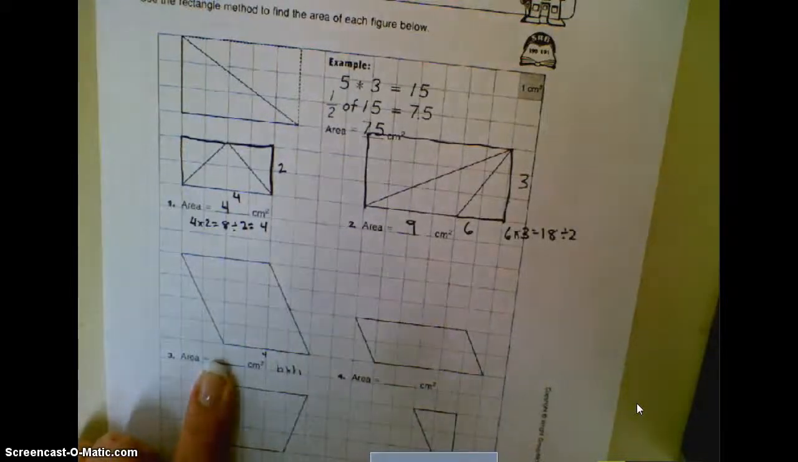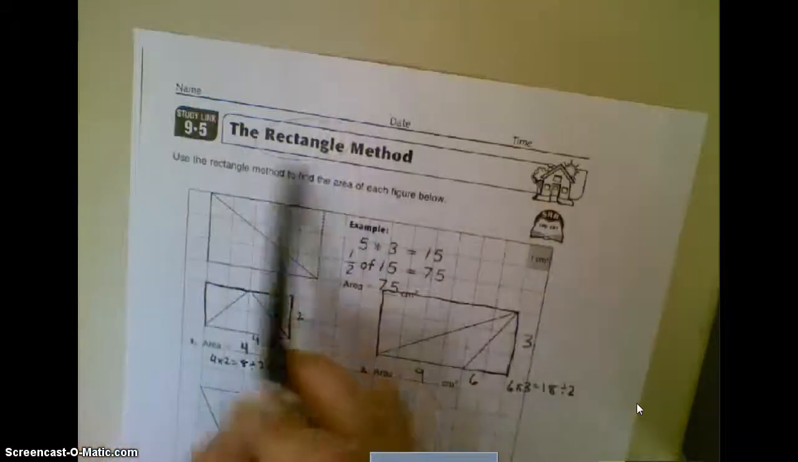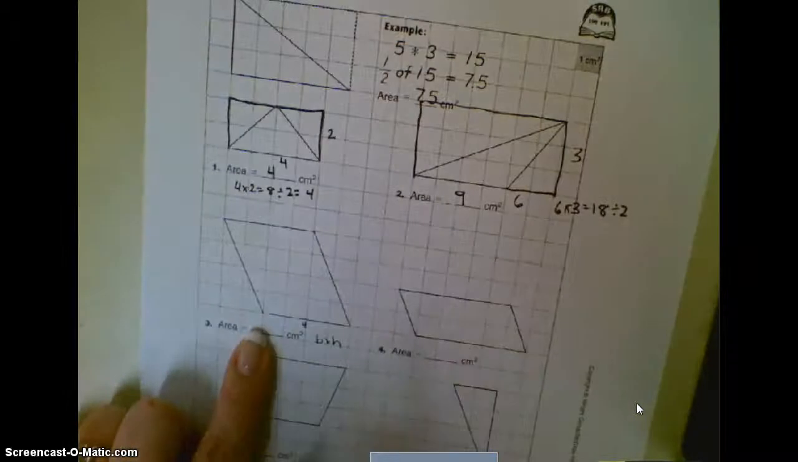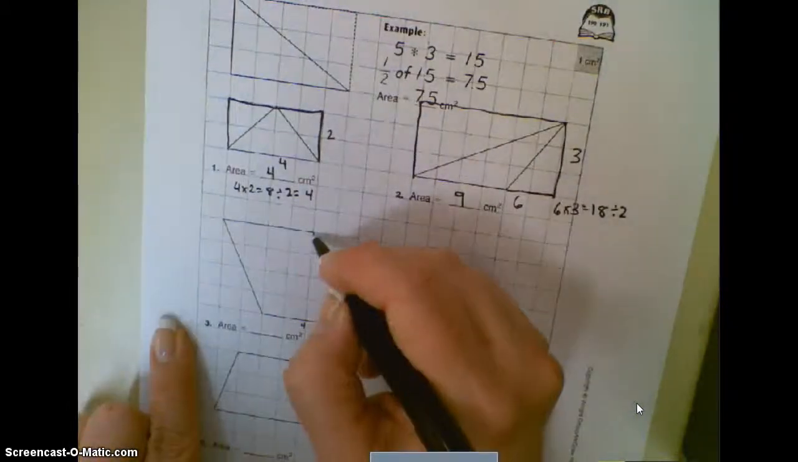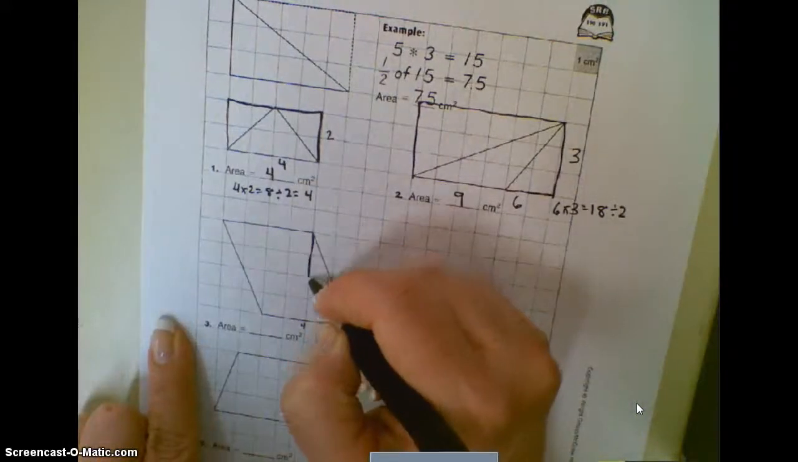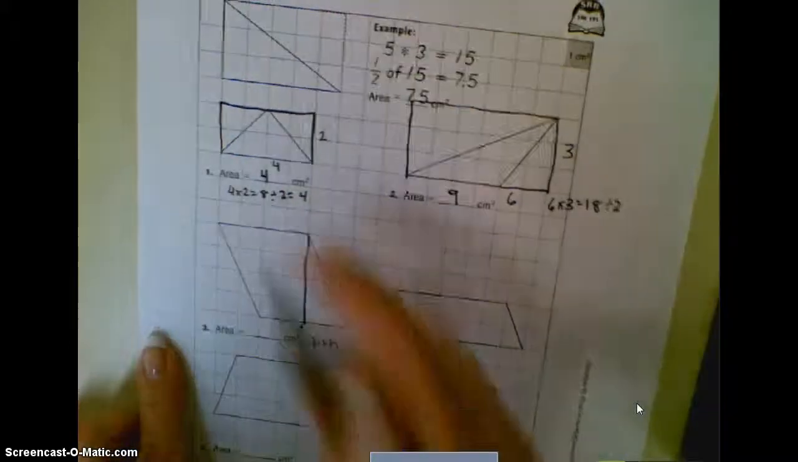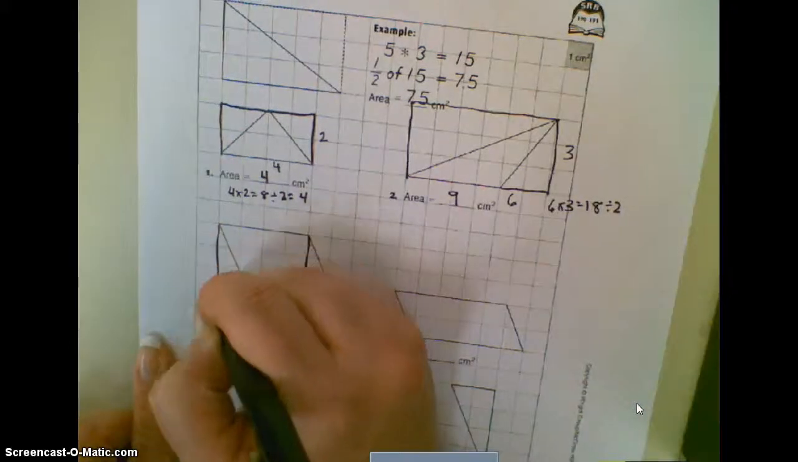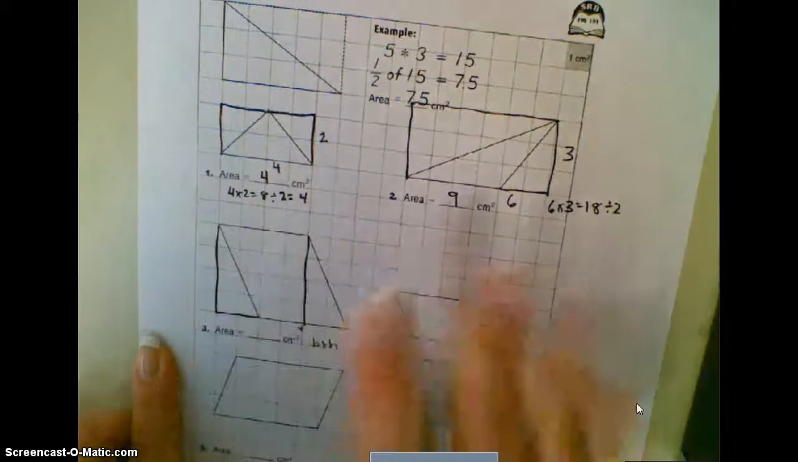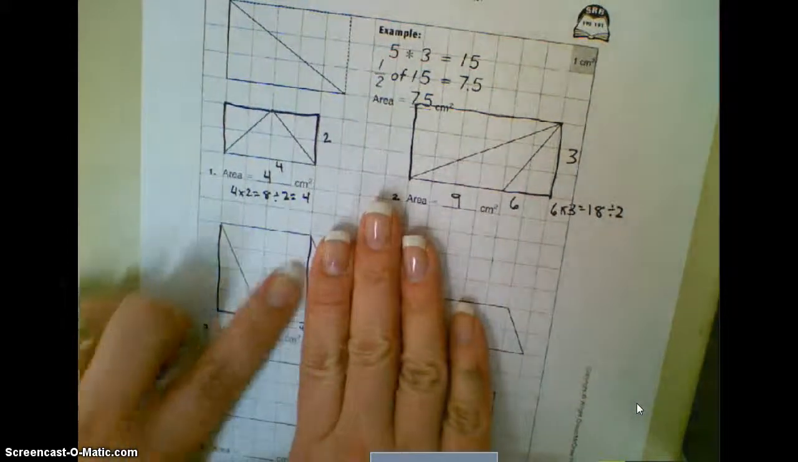So we know we're going to come up with 16, but we are supposed to be using the rectangle method today. So we're going to take a piece over here, we're going to go straight down, and we're going to take this piece and move it over this way. So let's move it over this way. And now we turned our shape into a rectangle. We just took this and moved it over that way.